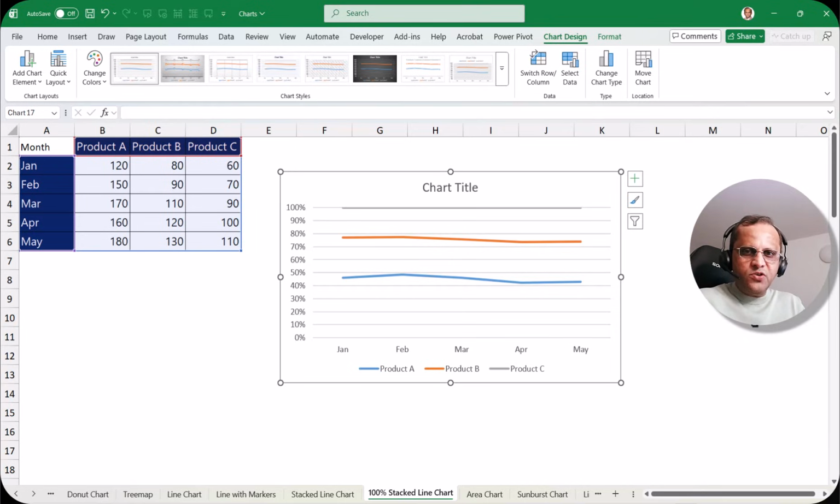Now in the next video, we'll be going for a new chart known as the area chart. Area chart and line chart are almost similar but have a somewhat different layout. So let us see practically in the next video how to create the area chart. Till then, thank you very much.